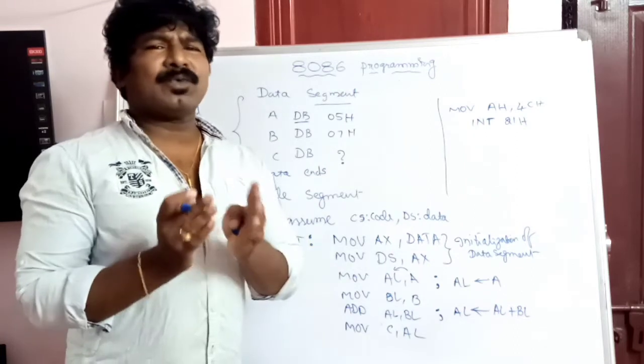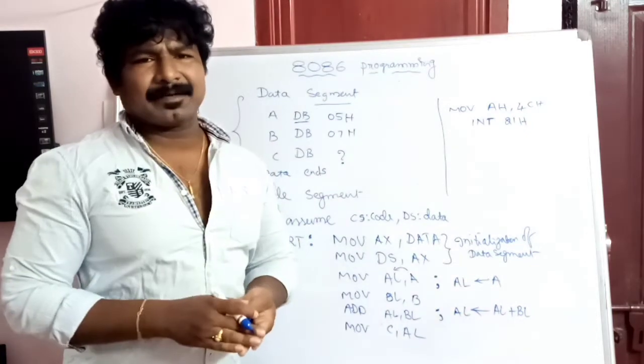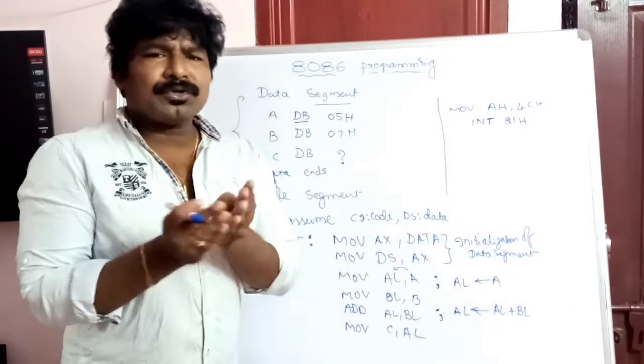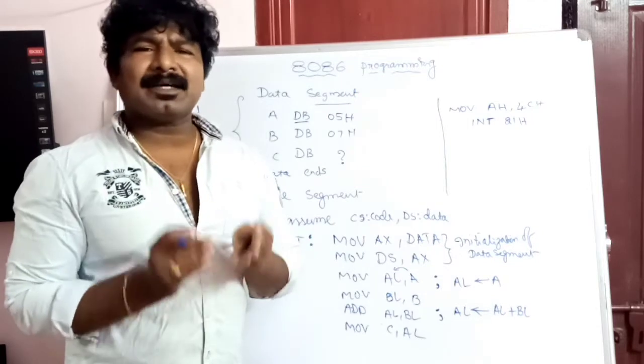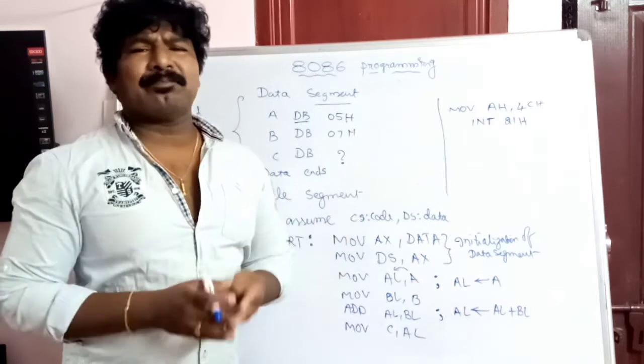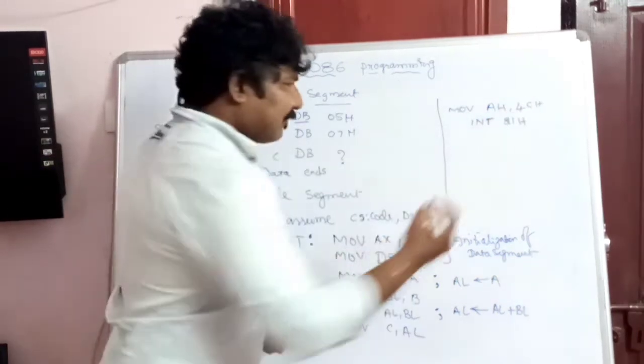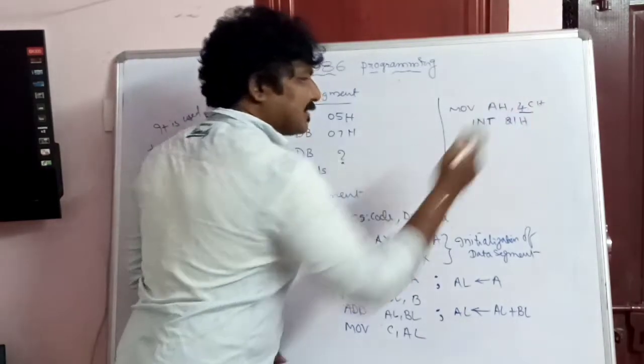If I move 01 into AH, that is used to read a single character. If I move 02 into AH, that will print a single character on the screen. Similarly, you can use all the numbers. Then one of the numbers is 4C. Just remember that 4C is a hexadecimal value.